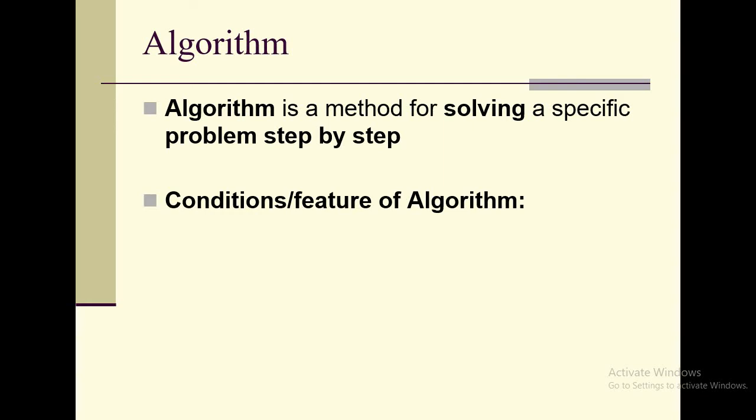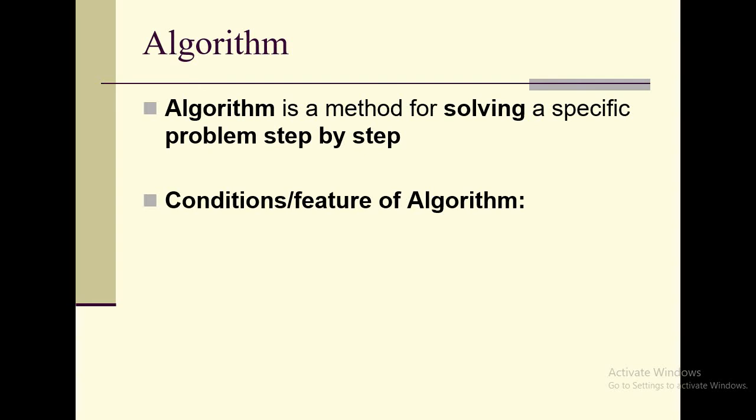Suppose you need to go home. So what is the first procedure? You need to make yourself ready. Then you need to go outside of your house. Then you need to call for a transport. These are the steps. Okay, so any problem solved step by step is called an algorithm.